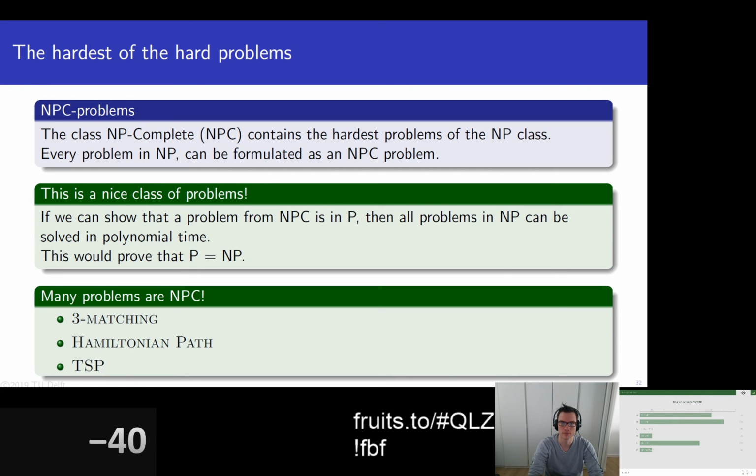Given a number n, you ask the question, is there a prime factor of at least k? At least or at most? I think it's at least, but it could be at most. I'm not entirely sure. This problem is in NP. If I give you the prime factor, you can check that n is divisible by this prime factor. But we haven't been able to show it is NP-complete. We haven't been able to show that every problem in NP can be rewritten as the factoring problem.